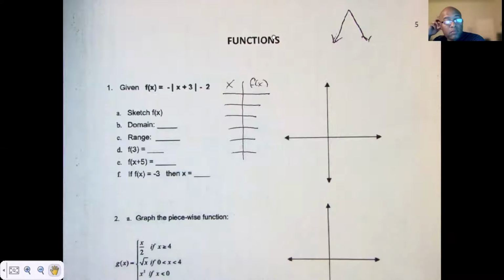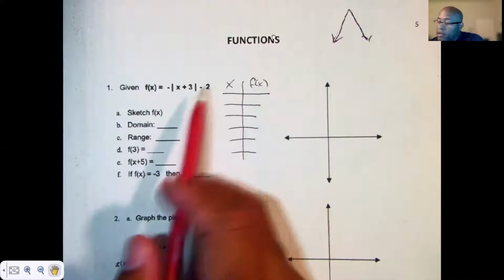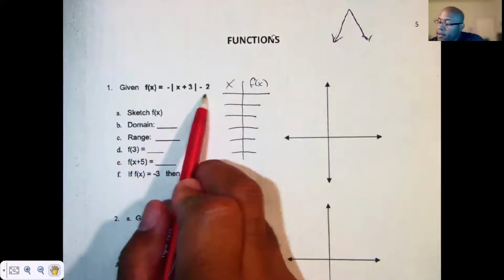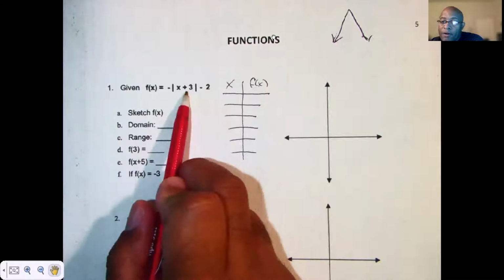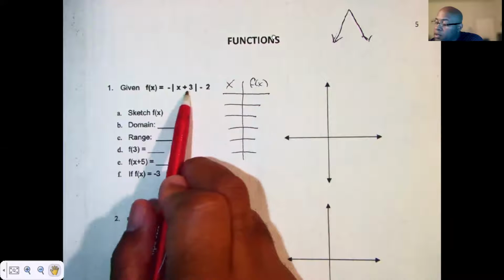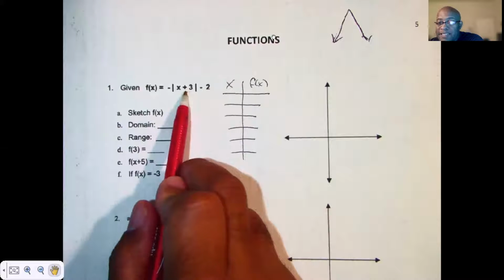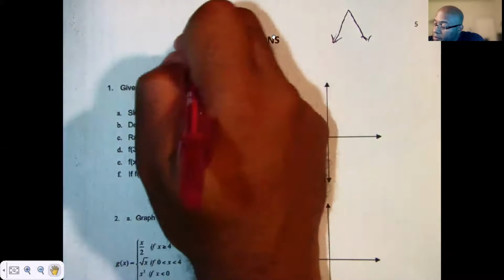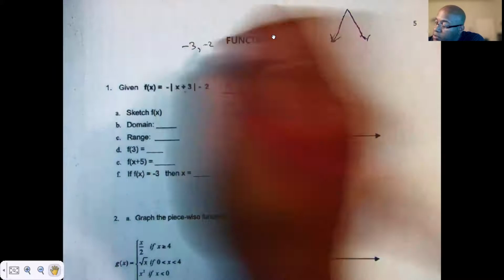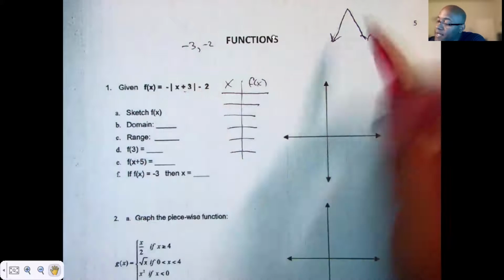And I'm going to look right here in the middle. And this is what we would call our vertex. This number right here, you see a plus here, it means the opposite. So it's -3. And the 2 here means what you see is -3, 2. That's the vertex of this graph. That's this point right here.